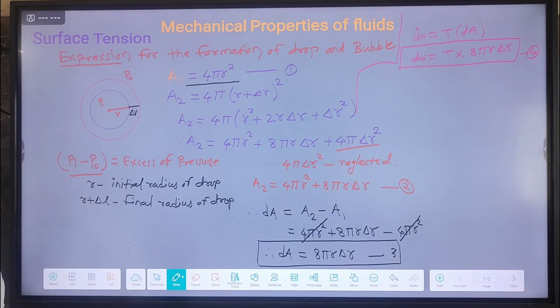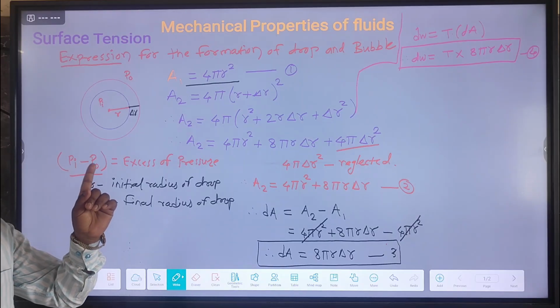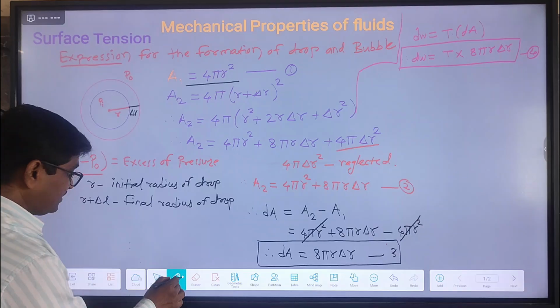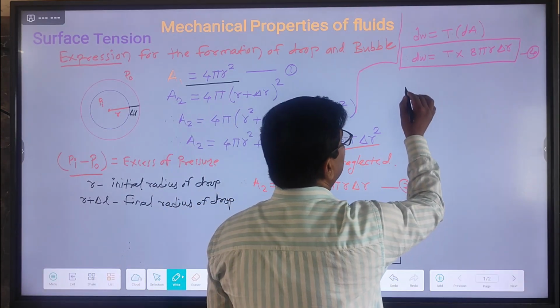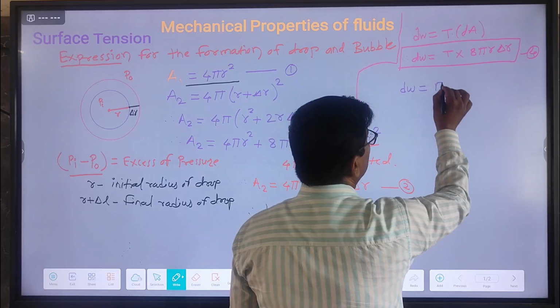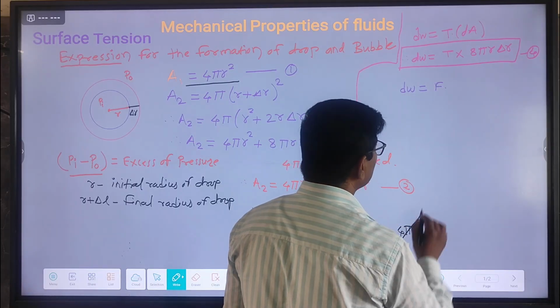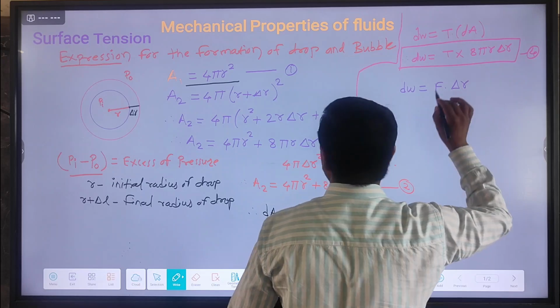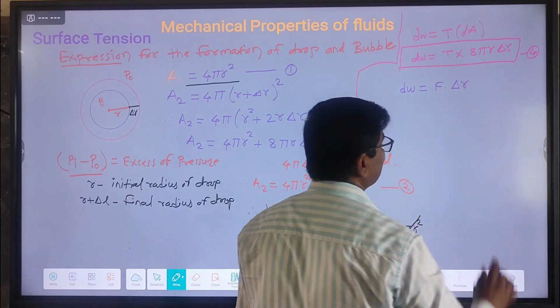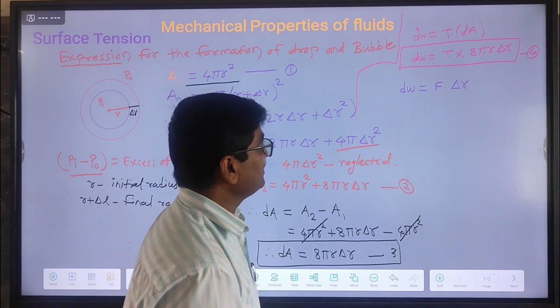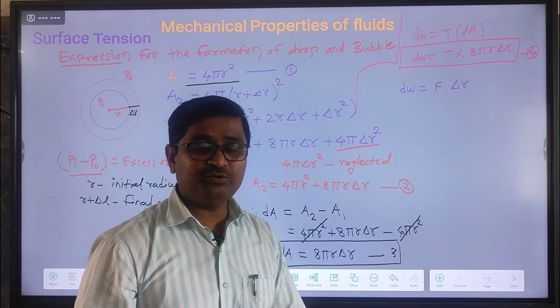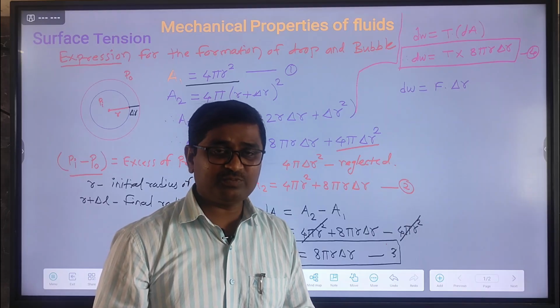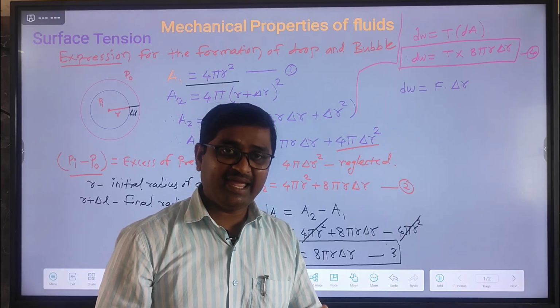Get it clear? But this work done we found as per the relationship between surface energy and surface tension. As per the definition of work done, work is defined as dW is equal to force into displacement. Here displacement will be denoted by delta r, the normal change. Now this F is not only force: due to the excess of pressure the force is produced, so such a force is called excess force.